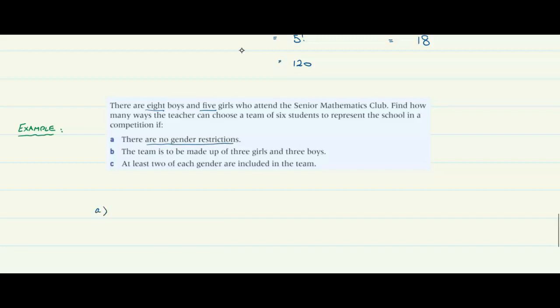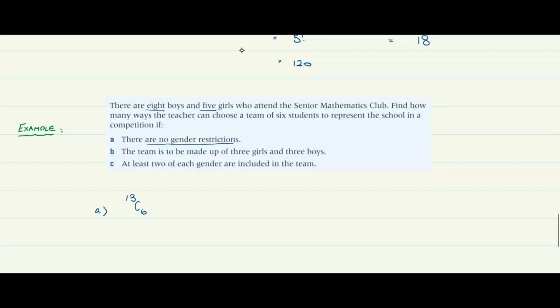So in A, all we're doing is selecting 6 students from 13. So the question is, 6 students from 13, do I put a C in here or a P? Is order important, or are we just interested in the group? If I have 6 students, do I want to differentiate between the order of those students? Well, these kids are just going to represent the school in a competition. There is no order, it's just a team. So order is not important, so it's 13C6.